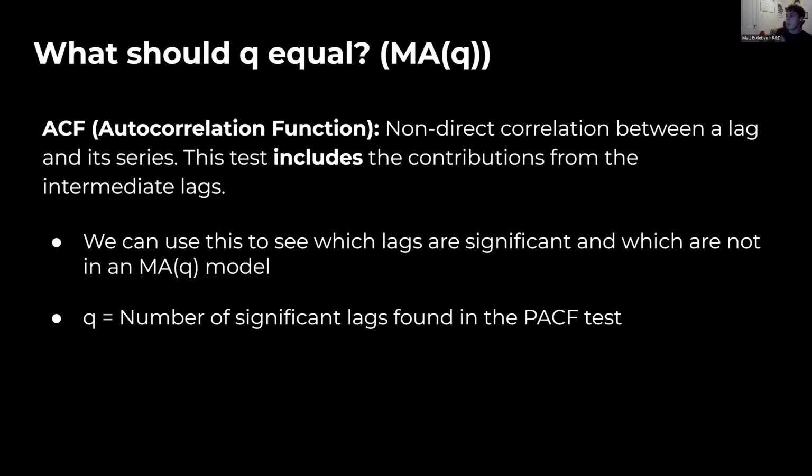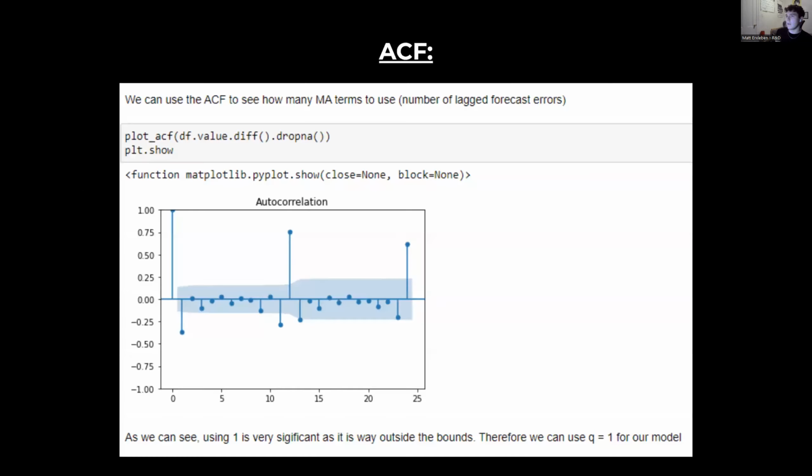And so Q is going to be the number of significant lags found in the ACF test. It's very, very similar to the PACF, but a little different. As you can see here, it looks very similar, right? We are plotting the ACF using the .diff function, and it's showing it on the graph. As we can see, the first lag is super, super significant. It's way out of the bounds that we have, which is that blue area that a lot of the other lags are inside of. So it's way outside of that.